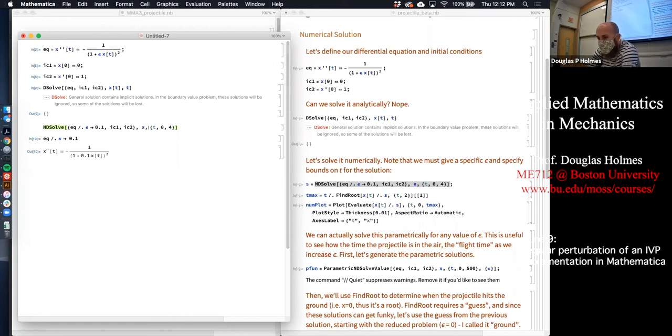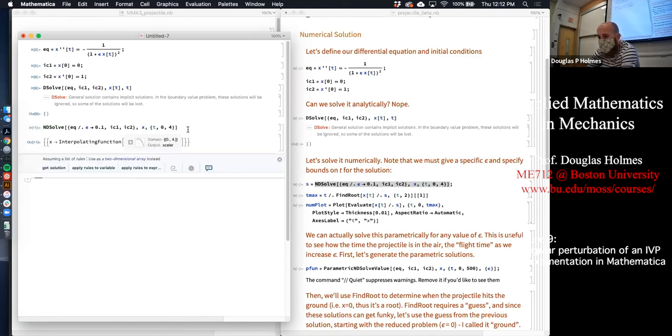Again, we're going to give it this as a list. So those are curly braces, t, comma 0, comma 4. And it's going to spit out something kind of ugly that you're going to be like, I don't know what to do with that. It's going to give you this. Okay. Why does it give you that?